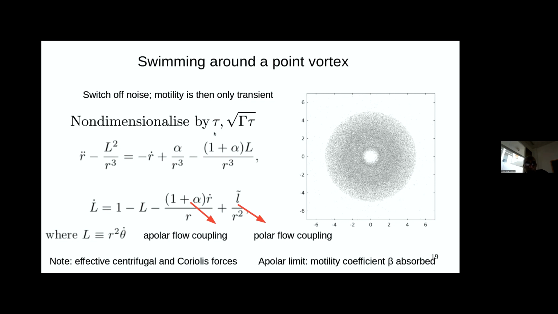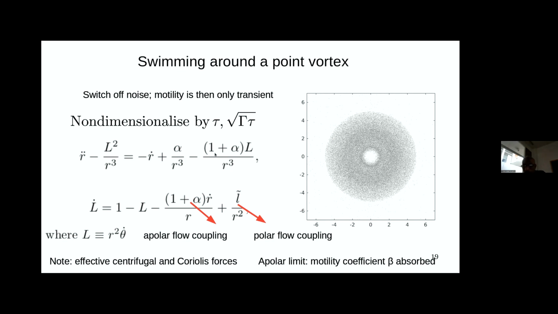If you non-dimensionalize by the relaxation time of the dimer and by a length scale that comes from the circulation of the point vortex and the relaxation time, then you get an equation of motion that looks rather a lot like a particle with inertia, with a centrifugal term and something looking an awful lot like a Coriolis term. So the coupled dynamics of R and L, which is R squared theta dot, where R and theta are circular polar coordinates in this plane, have this form. And then you can ask, what does this object do in this flow field?